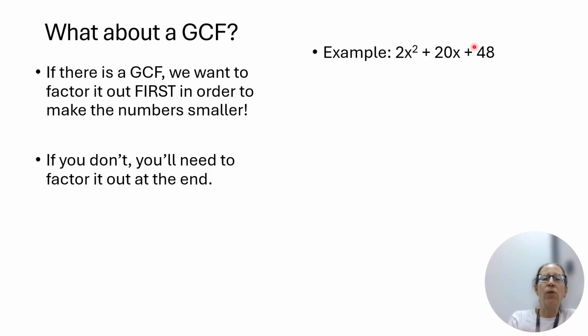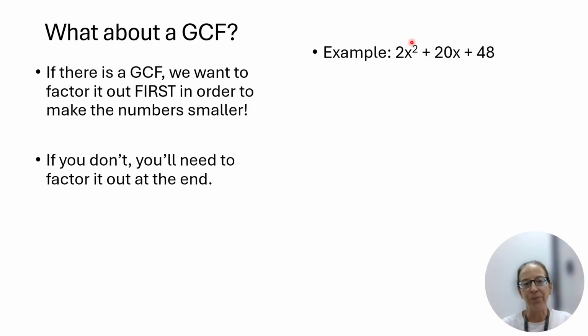All right, now what if there's a GCF? If there is a greatest common factor in your polynomial, you want to factor it out first in order to make the numbers smaller. Now, looking at this, I am not liking that 48. That 48 is huge. And remember, I'd have to do 2 times 48, so I would have like a 96. I don't want to factor 96. And neither do you. None of us want to factor 96.